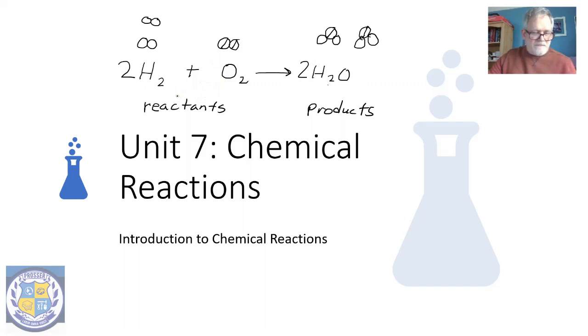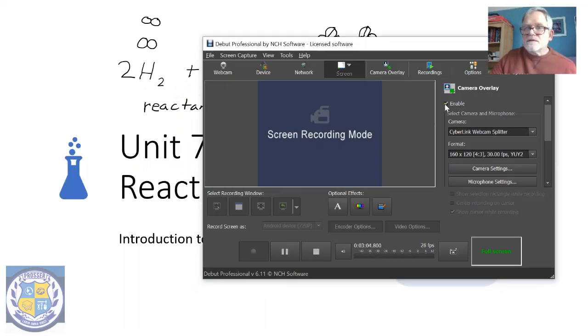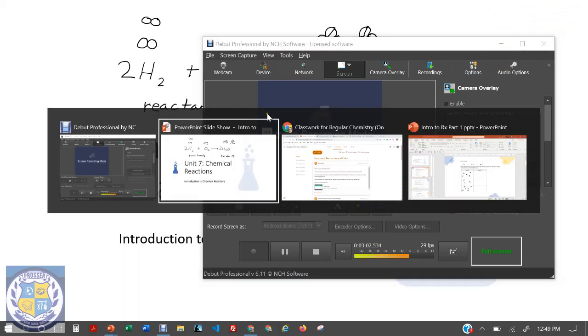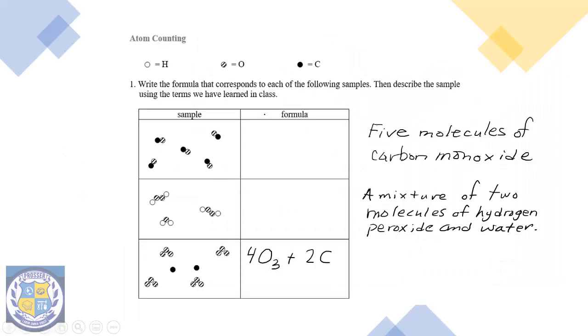So let's get started, but before we do, I'm going to get rid of my image so that there's a little bit more room to work with. So here, it's just practice to count the number of atoms in our sample. We're going to put it into a formula, and then we're going to use that formula to write a sentence describing it. So here, the open circle is hydrogen atoms, the striped circle is oxygen, and the solid circle is carbon.